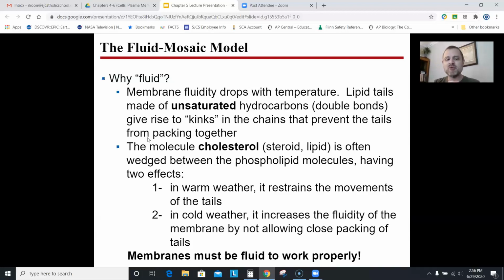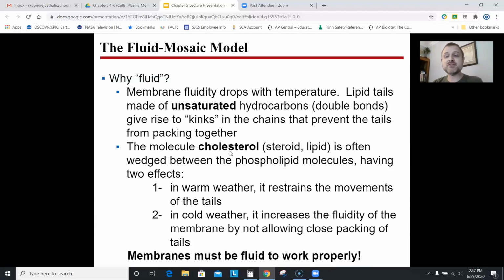So say the membrane is getting too dense because it's getting too cold outside. If I change some of the fatty acids to unsaturated fatty acids, it forces the membrane molecules to push away from each other, makes them less dense, and makes the membrane more fluid. So the take-home message is that if you want to increase the fluidity of the cell membrane, like when it's too cold, you increase the number of unsaturated fatty acids, which gives those double bonds, which makes the fatty acids spread out.